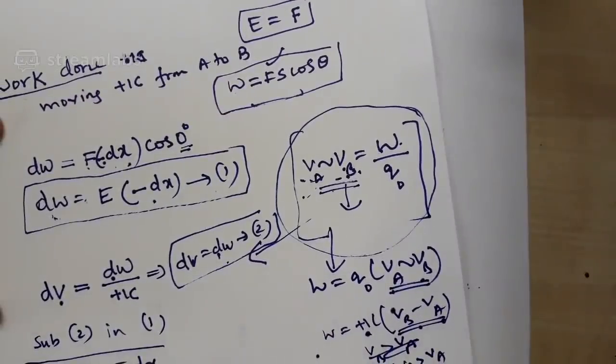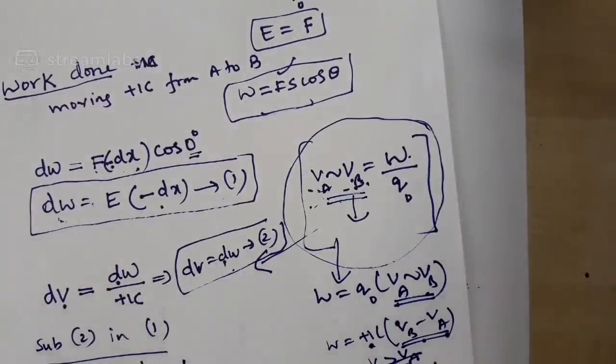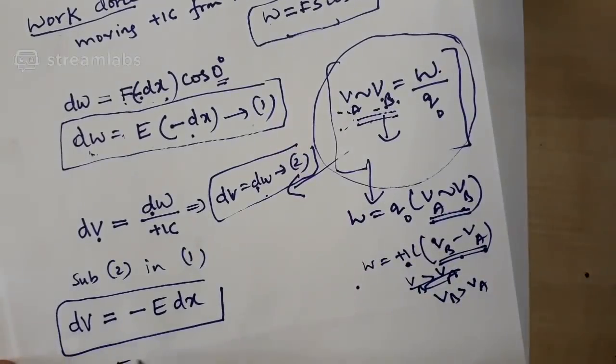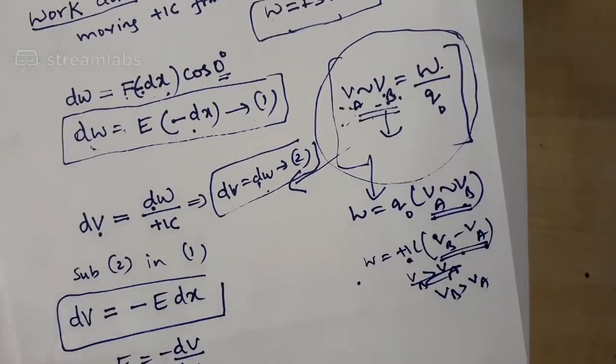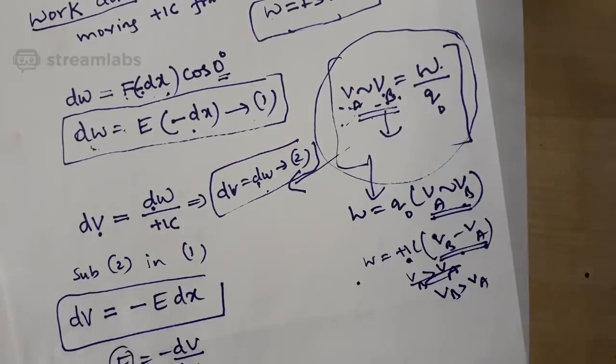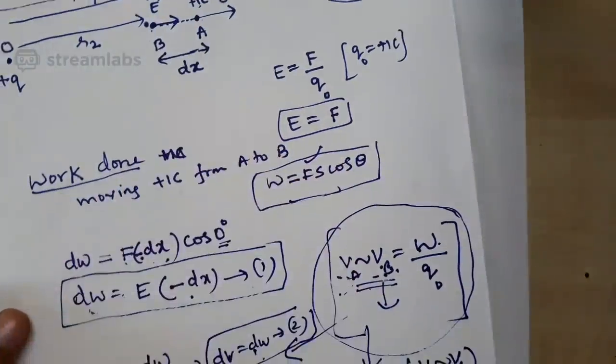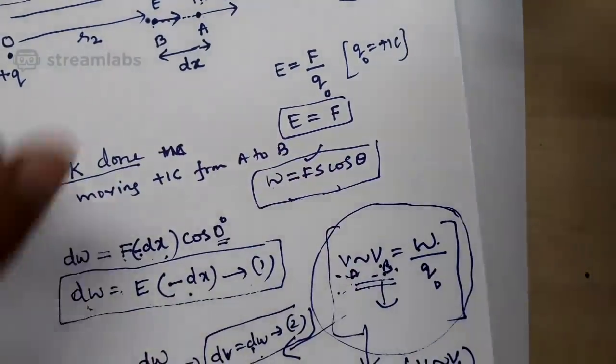This is the final equation. This is actually what I was talking about: the relation between E and V, electric intensity and potential. Don't you think I can rewrite the above equation as E is equal to minus dV by dx? This E can be written as minus dV by dx. What does this E stand for? Electric field between A and B.